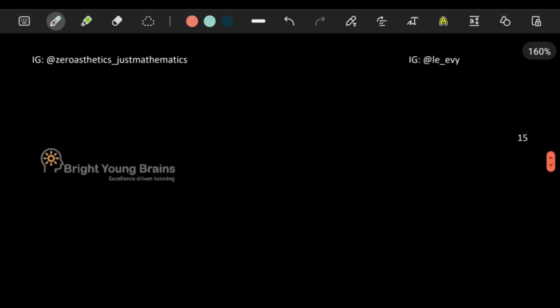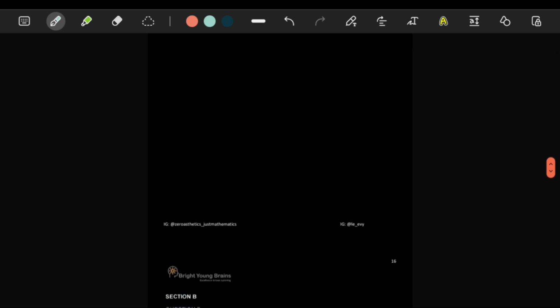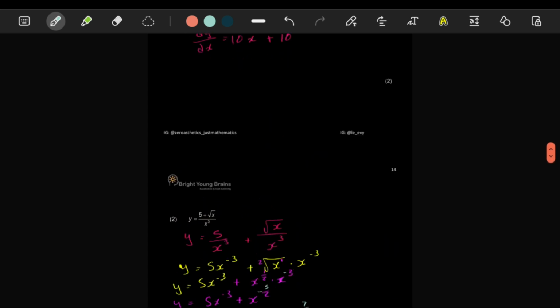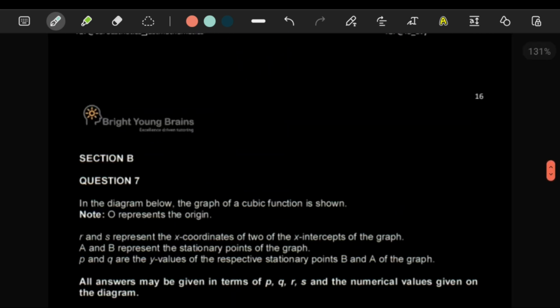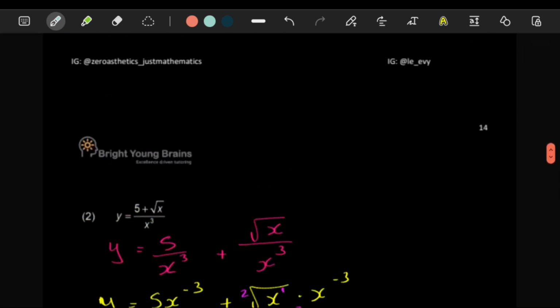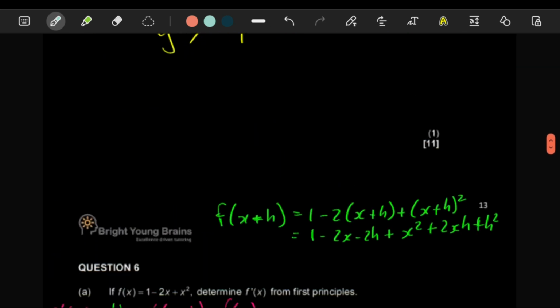Where is the next question? Where is it? I left the whole page open. Anyways, moving on. Section B. Question 7. Please tell me I did question 6 just now. Yo, I'm feeling like it.